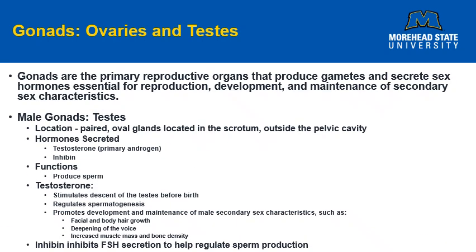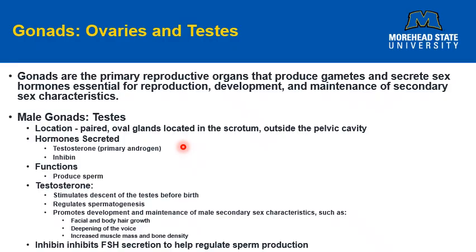Now, looking at the male gonads, so testes, these are paired oval glands located in the scrotum outside of the pelvic cavity, contrary to the females, which was internal. Now these only have 2 hormones: inhibin, which we named before, and testosterone, which is actually the primary androgen. But inhibin, as you can see, is across the table on both gonads.